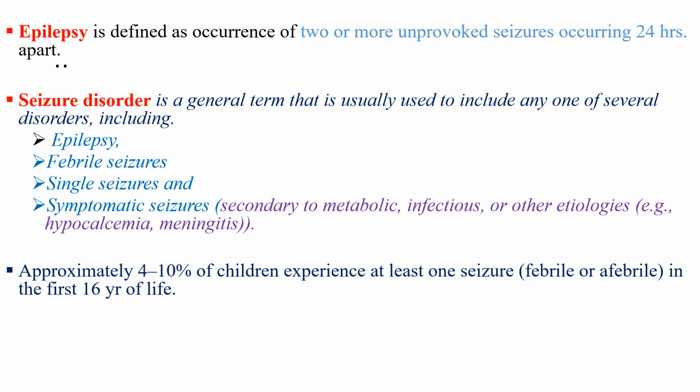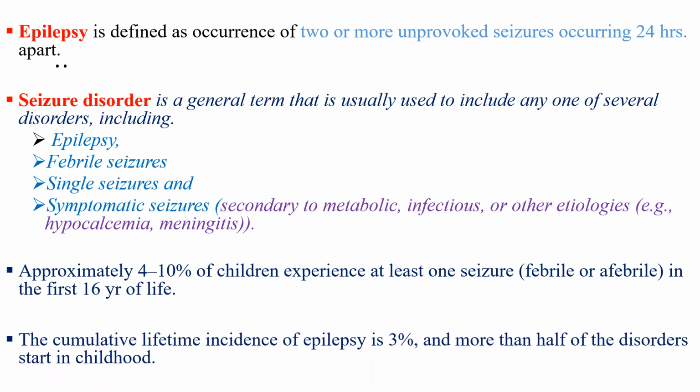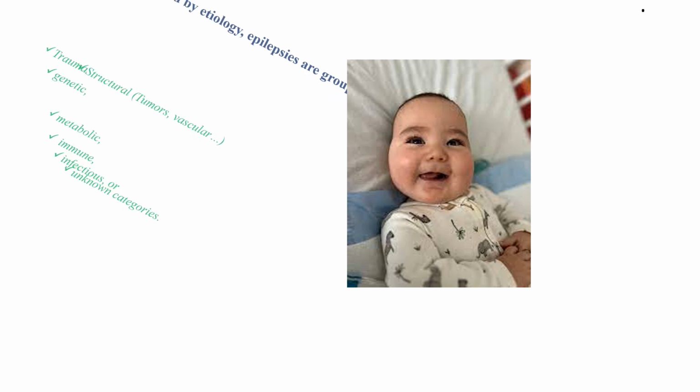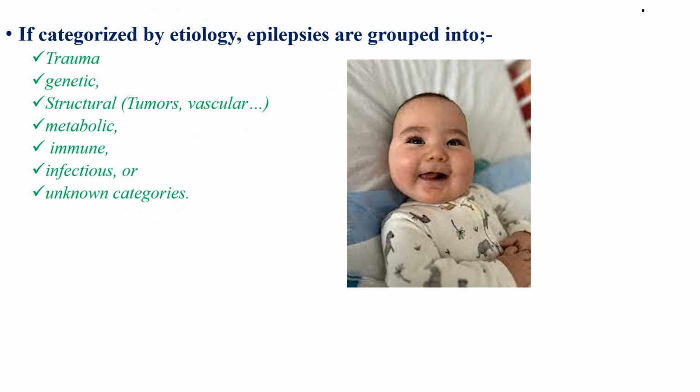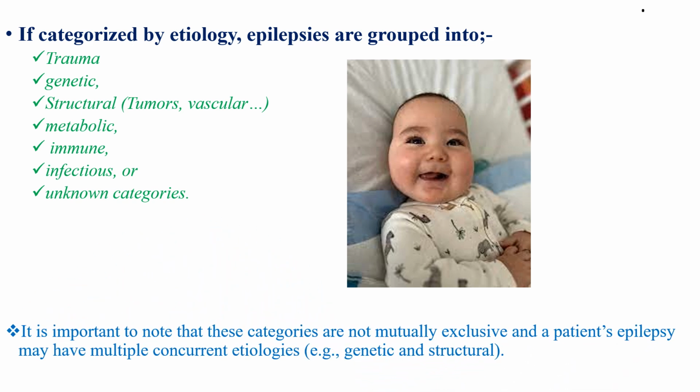Approximately 4 to 10% of children experience at least one seizure, febrile or afebrile, in the first 16 years of life. The cumulative lifetime incidence of epilepsy is 3%, and more than half of the disorders start in childhood. If categorized by etiology, epilepsies are grouped into trauma, genetic, structural, such as tumor or vascular, metabolic, immune, infectious, or unknown categories. It's important to note that these categories are not mutually exclusive, and a patient with epilepsy may have multiple concurrent etiologies. A single patient might have genetic and structural causes as etiology for epilepsy.